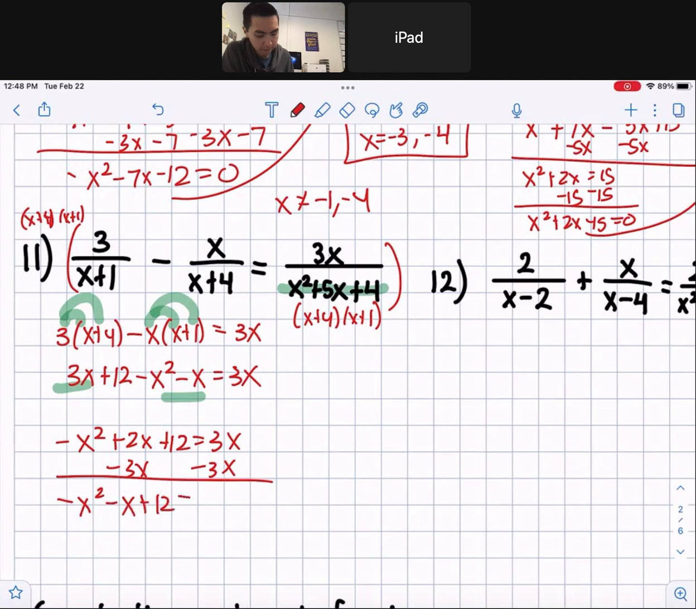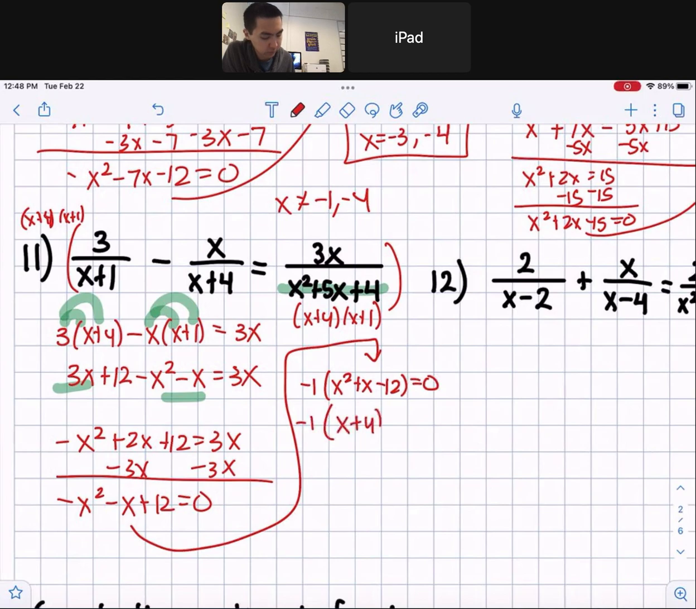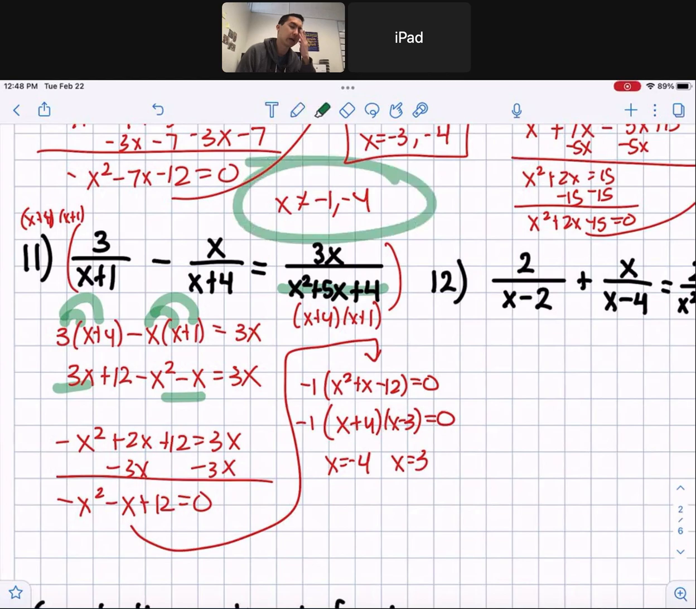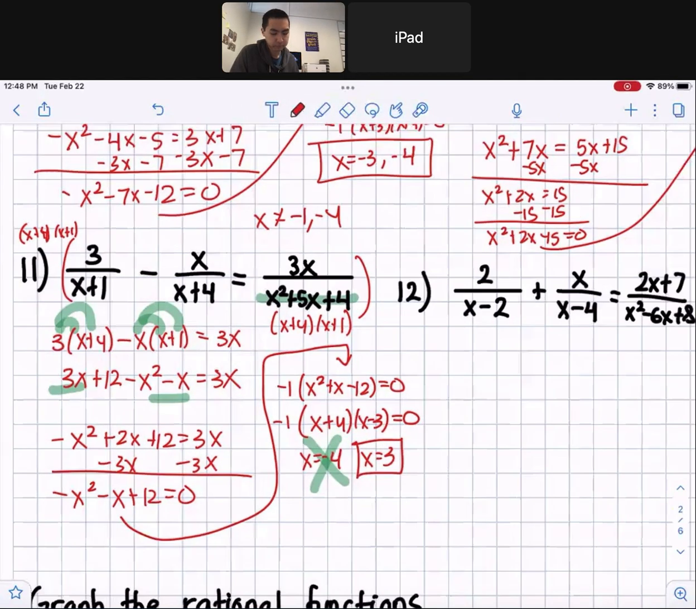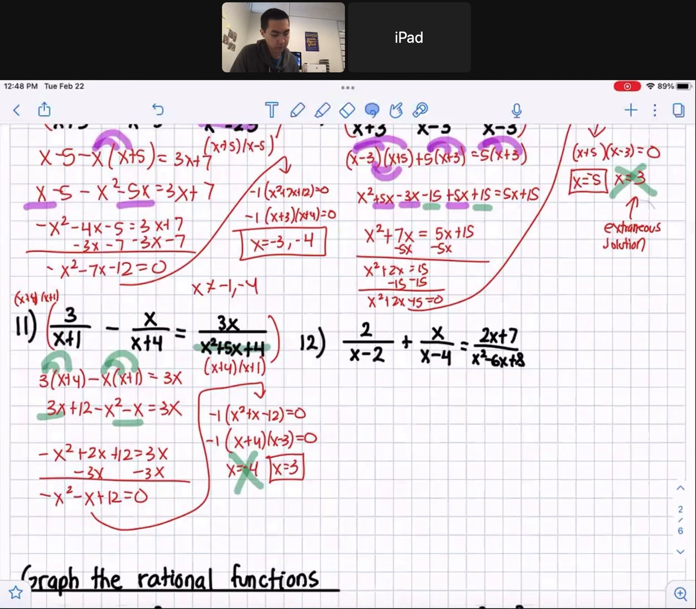Now again, we do not like having a negative in the leading coefficient. So factor out a negative 1 to get x squared plus x minus 12 equals 0. And you guys factor that using the x method. X plus 4 times x minus 3 equals 0. So x equals negative 4 and x equals 3. But again, because we wrote x cannot be negative 1 or negative 4, it cannot be this as an answer. So your only answer is x equals 3. And again, this is what we call, right, an extraneous solution.